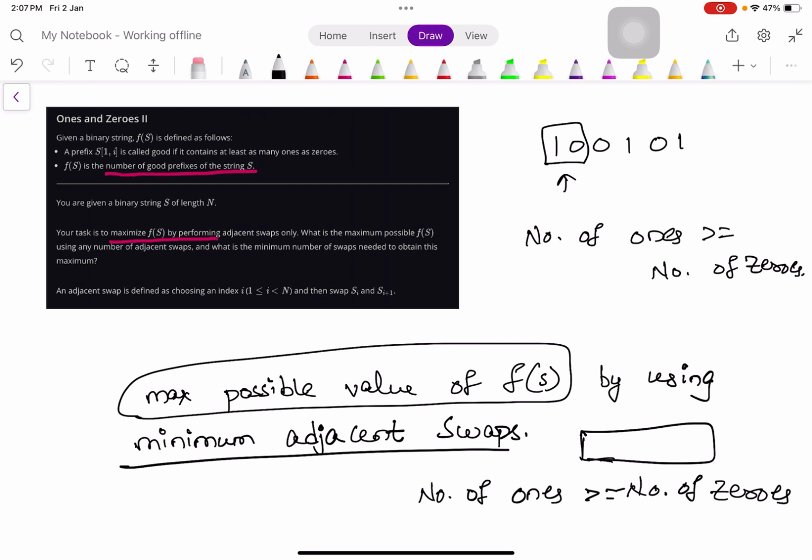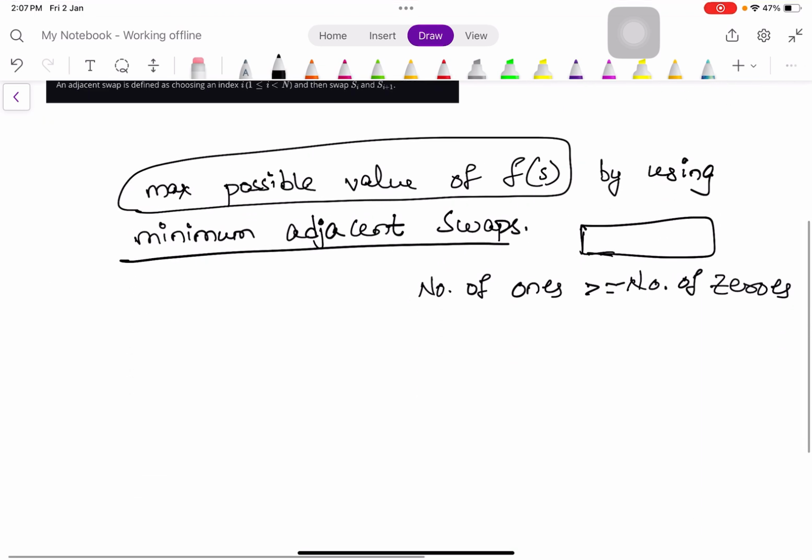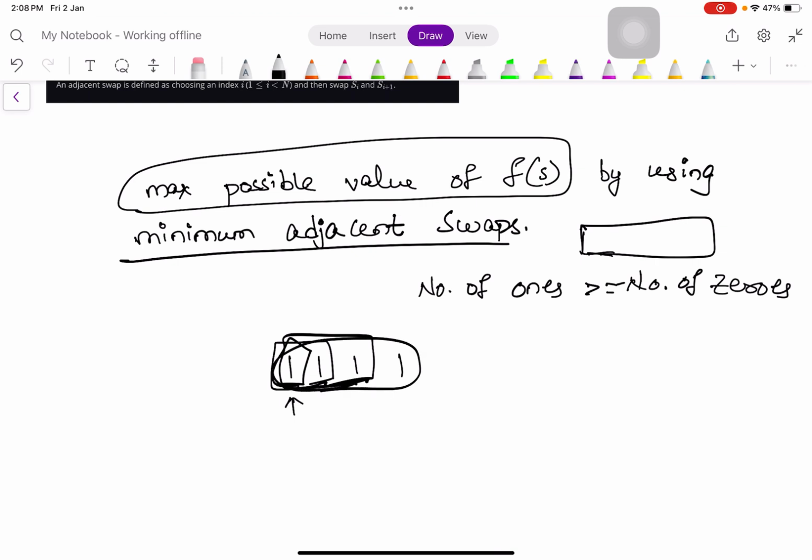Let's take some examples and then try to understand what the question is and how we should solve this problem. Let's take an example where the given string is 1 1 1 1. It has only 4 characters, all ones. If we take a prefix containing a single 1, the number of ones is greater than the number of zeros. If I take the first 2 characters, then also the number of ones is greater than the number of zeros. The same holds for the first 3 characters, and even if I take all 4 characters, the number of ones is greater than or equal to the number of zeros. So here we don't need any swaps.